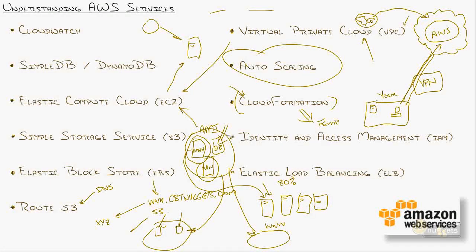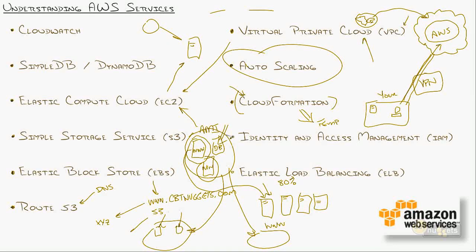IAM is the ability to create credentials, all kinds of different credentials that are used to access your systems. You can have a simpler style, an access key ID and secret key, kind of like a username and password system. You can have a more advanced public key algorithm system. We're going to talk about these in the future extensively.